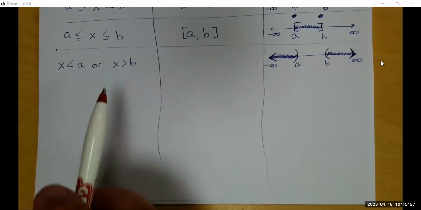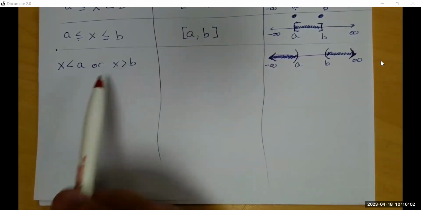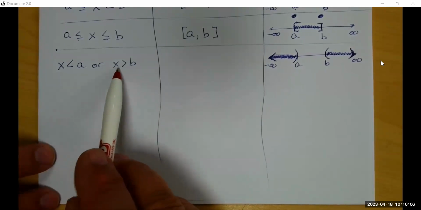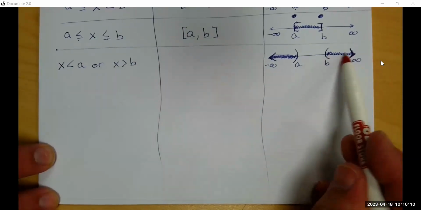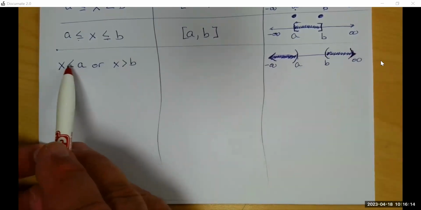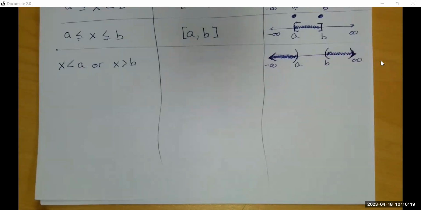It's a lot easier if you try to write your answers. It's not necessary, but it's a lot easier if you put X on the left-hand side. Because if you put X on the left-hand side, the direction the arrow is pointing, that's the part you're shading. So from B to the right, from A is to the left. So it's much easier if you do it that way.